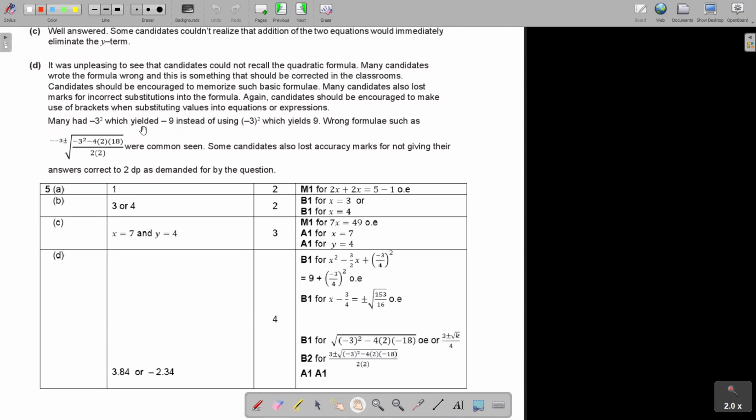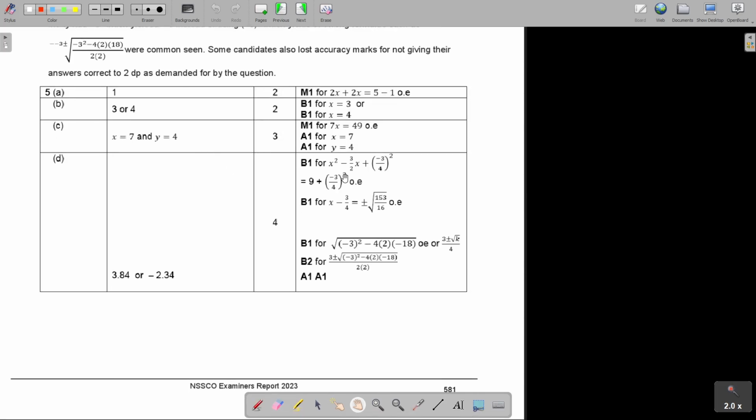Many had negative which yielded negative. Okay, so a negative times a negative must be a positive. Wrong formulas such as this were commonly seen. Okay, so that square root must just be on the top, not at the bottom. Okay, and then as I said to you, what did I give you a mark for?